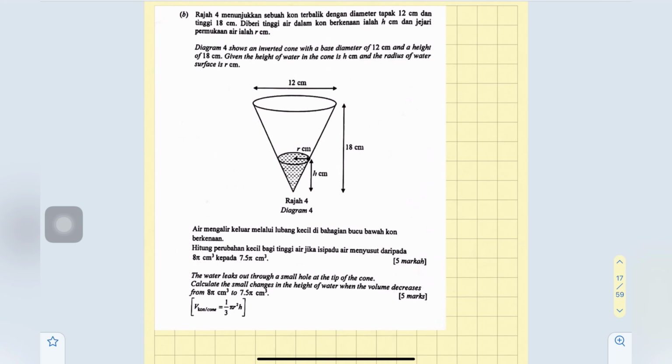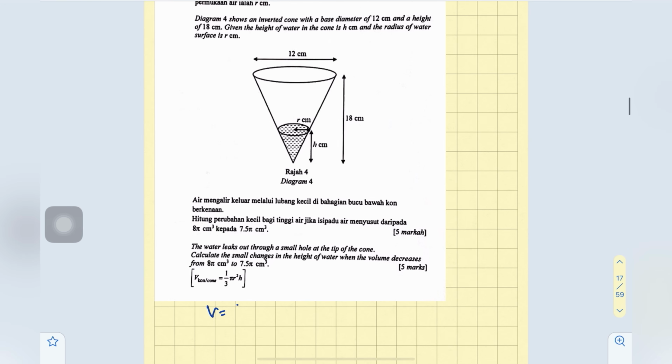6b, diagram 4 shows an inverted cone with a base diameter of 12 cm and a height of 18 cm. Given the height of water in the cone is h cm and the radius of the water surface is r cm. The water leaks out through a small hole at the tip of the cone. Calculate the small changes in the height of water when the volume decreases from 8 pi centimeter cube to 7.5 pi centimeter cube. Okay, given the volume of cone is 1 over 3 pi r squared h.